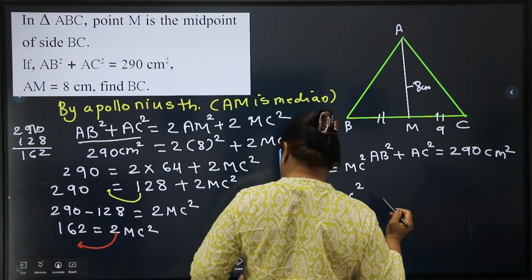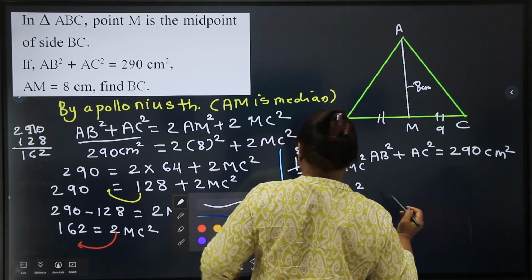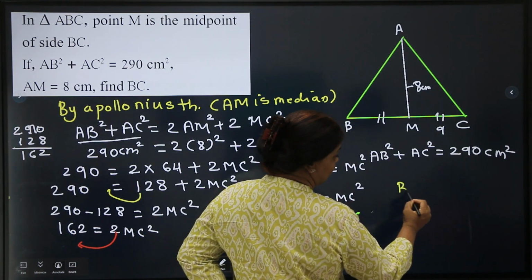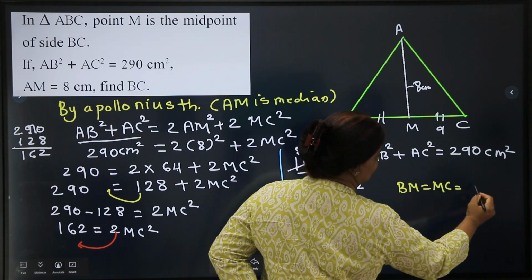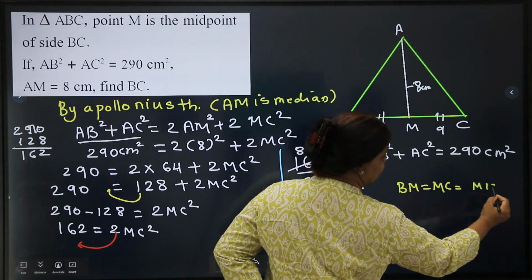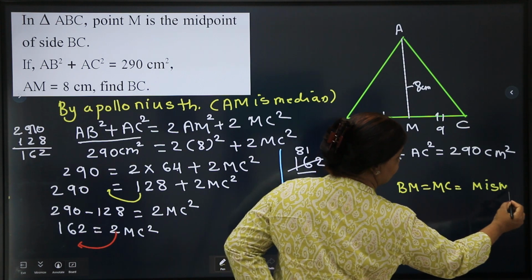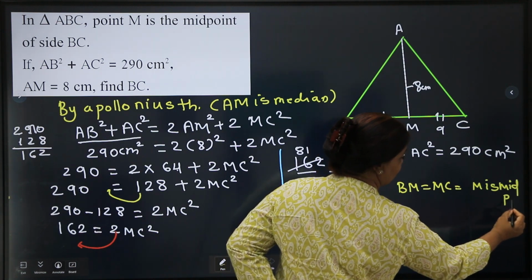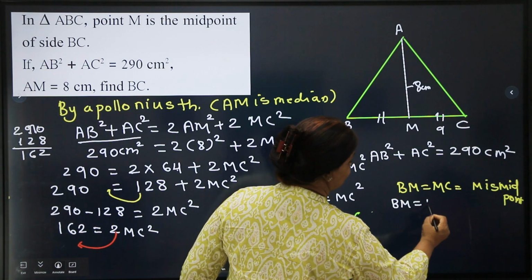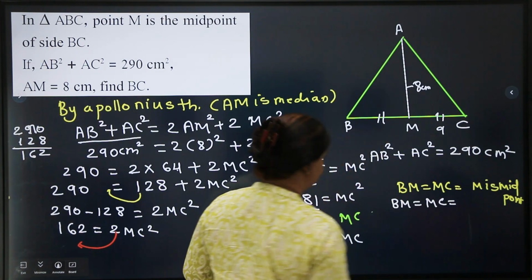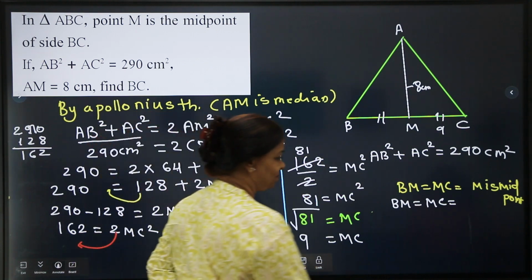And we know, children, here that BM is equal to MC. Why BM is equal to MC? Because M is midpoint. Okay. So BM is equal to MC is equal to 9, children.